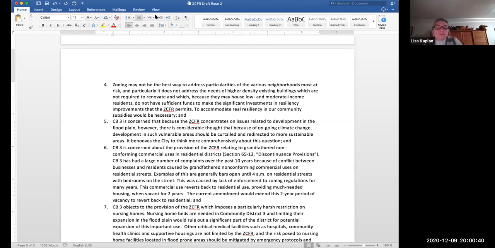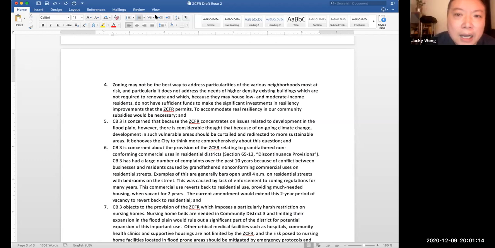I don't understand what you're saying. I was saying it's not strong enough, just to be specific strongly enough of who would get the subsidy. Oh, so the sentence before says, because these may house low and moderate income residents, there are not sufficient funds available to make this investment. To accommodate real resiliency in our community, subsidies would be necessary. Yeah, something like that. That's how it says it.